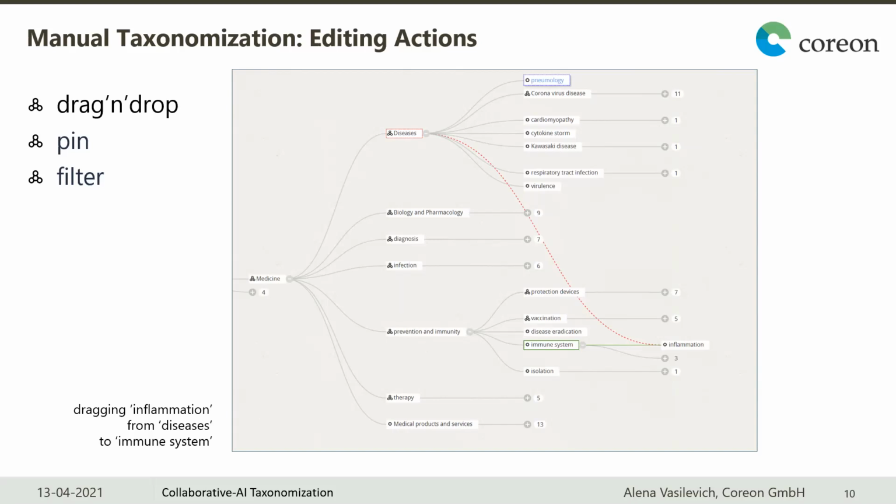Like here, we see the concept inflammation being dragged from diseases to immune system. So the red dotted line shows the relations to be deleted, and the green solid line is the new relation being established. This highly visual feedback helps the taxonomist to review the effect of the drag and drop before confirming the action.